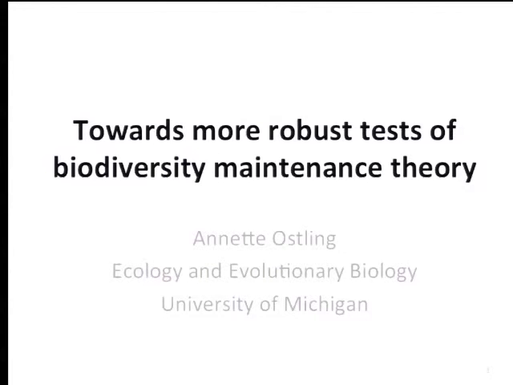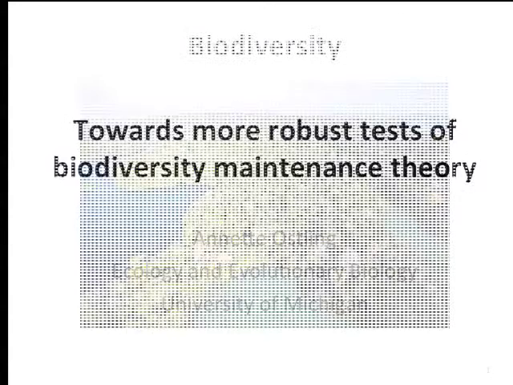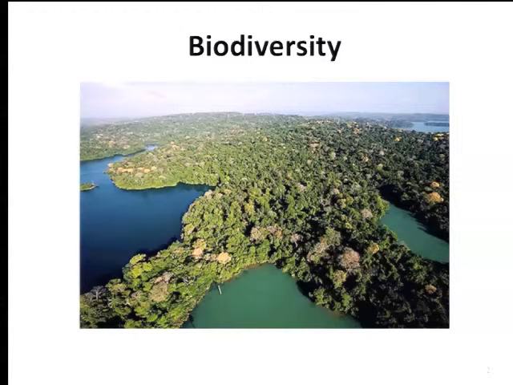Thanks, John. And thanks, everybody, for coming. So today I'm going to talk about work going on in my lab aimed at moving us towards better tests of biodiversity maintenance theory and ecology, and particularly better tests of neutral theory and ecology, better use of it as a process-based null model where the departures from it we think are really an indication of something interesting going on in communities. So a persistent challenge in ecology is understanding the maintenance of biodiversity.